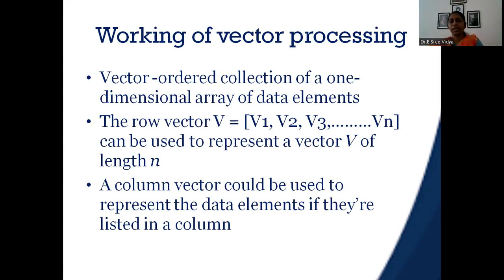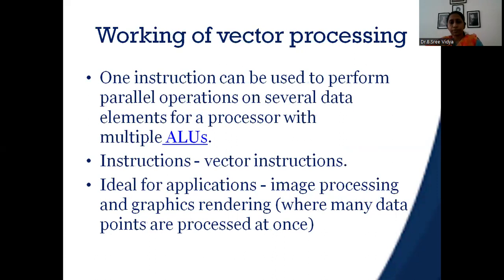As I told you earlier, a column vector is used to represent the data elements in a columnar fashion, where you write in the vertical format V1, V2, V3, and it goes on up to the nth element, depending on the length of the vector. Now, how does it work? One instruction can be used to perform in parallel on several data. You can imagine this to be SIMD. SIMD means single instruction working on multiple data.